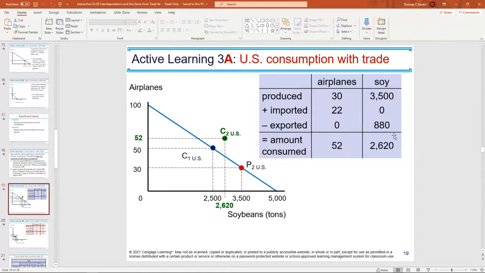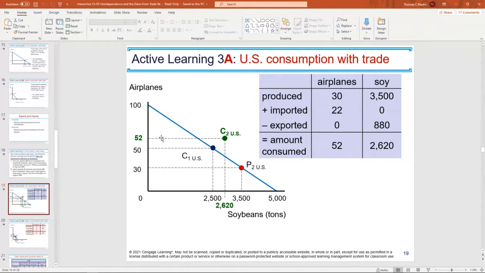Soybeans, we produced 3,500. We shipped out 880 tons. Now a remainder of 3,620 tons. We can now see that our level of output with trade is outside the production possibility curve. That was unattainable when we were by ourselves. So we see the movement moving outward. With the additional production, we should see a reduction in the cost of the airplanes and the cost of the soybeans.